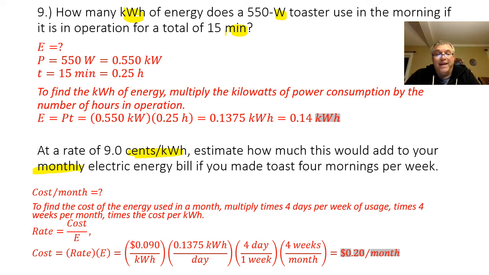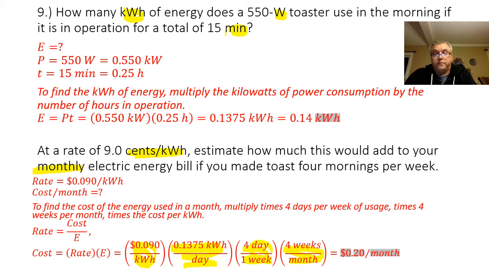So the rate is 9 cents per kilowatt hour, right here. Now I know how much it's going to be costing me per day, so I know the usage is 0.1375 kilowatt hours per day. I got that in the first part of the problem. And I know that we're making toast 4 days a week. And we know that there are 4 weeks per month. I know there's not exactly 4 weeks per month, but again, in my never-ending quest to make physics easy for you, you are welcome, we're just going to use that standard of 4 weeks in a month.